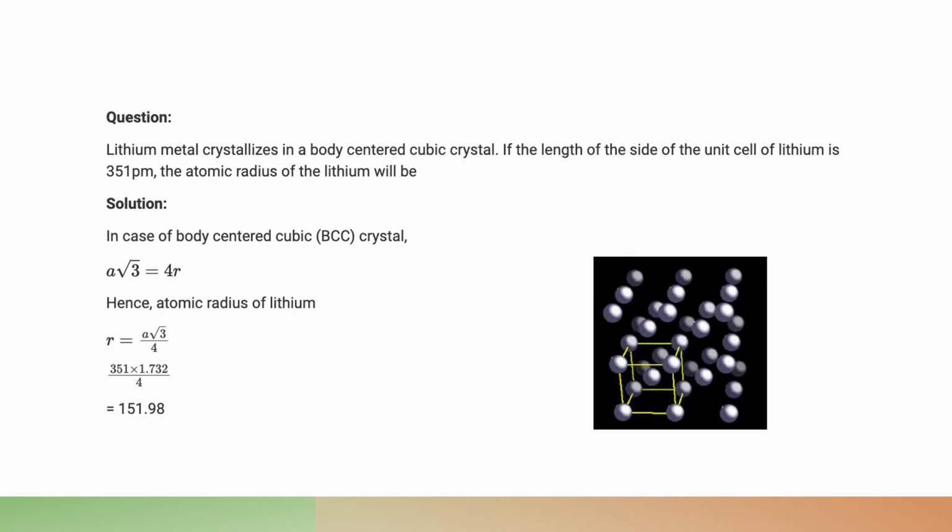Question. Lithium metal crystallizes in a body-centered cubic crystal. If the length of the side of the unit cell of lithium is 351 pm, the atomic radius of lithium will be. And the solution is.